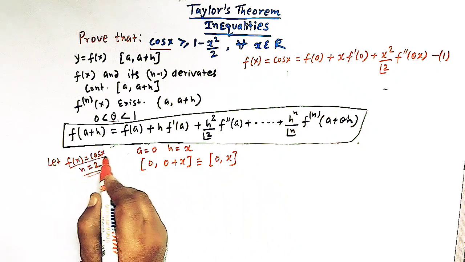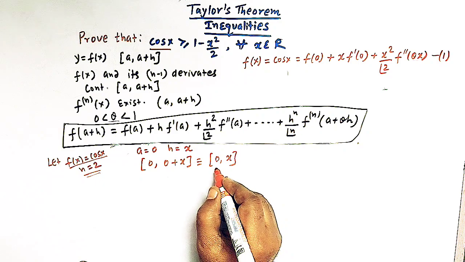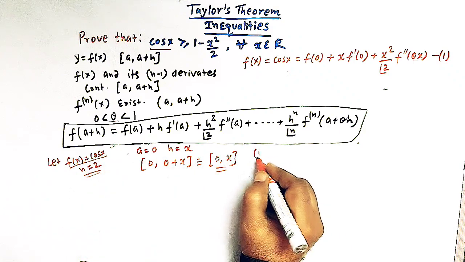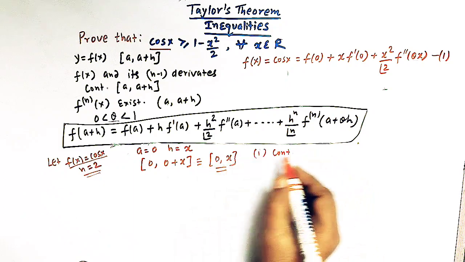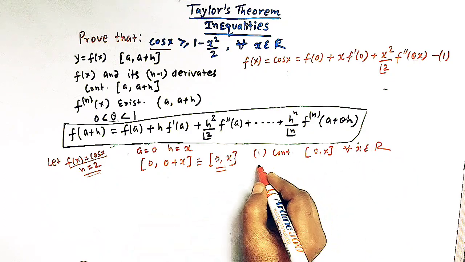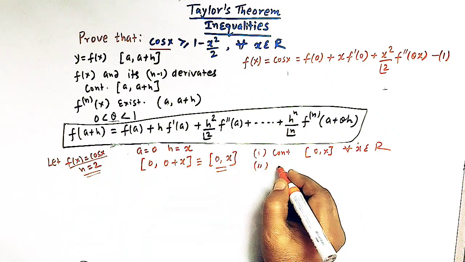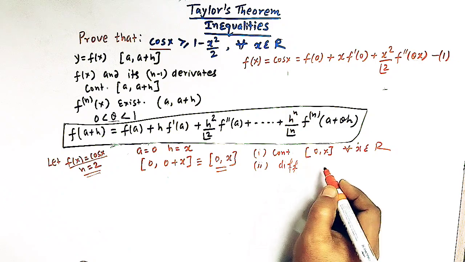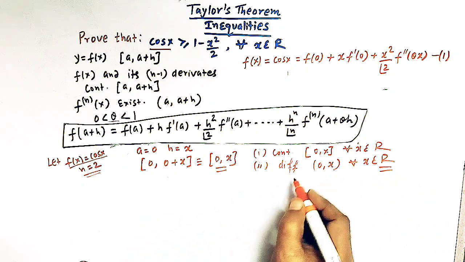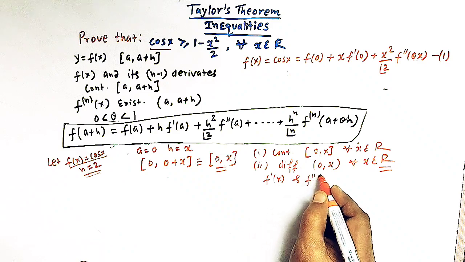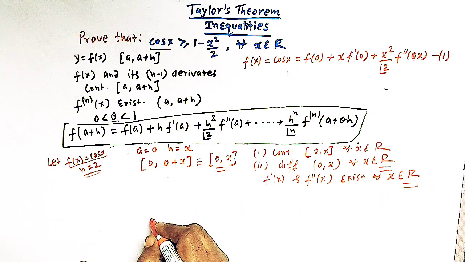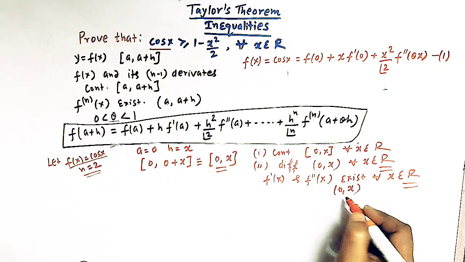So let us now consider this function f of x is equal to cosine x in this interval, that is 0 comma x, and let us see the properties of cosine function. That is, the cosine function is continuous throughout this interval, that is 0 comma x, for all x belonging to the set of real numbers, right? And moreover, this function f of x is differentiable in the open interval, that is 0 comma x, for all x belonging to the set of real numbers, right? So this implies that f prime of x and f double prime of x exist for all values of x belonging to the set of real numbers, right? And the interval is the open interval, that is 0 comma x.